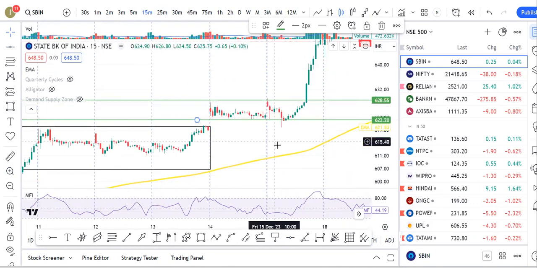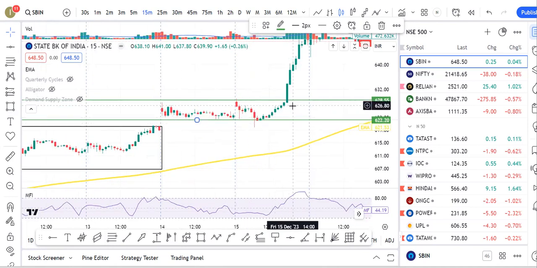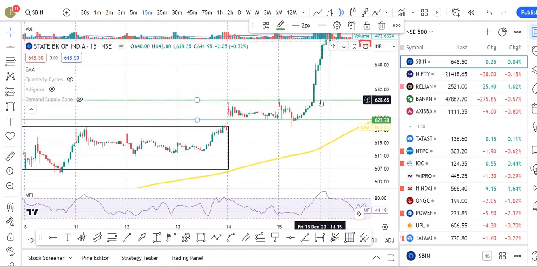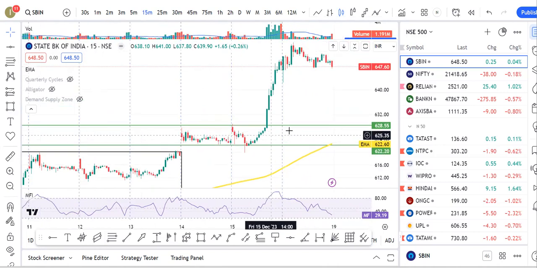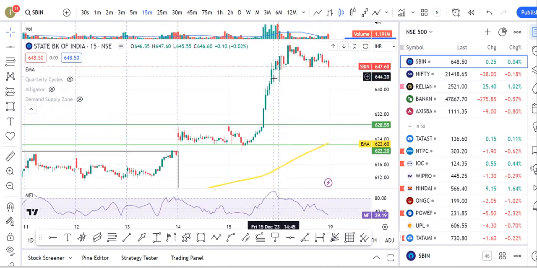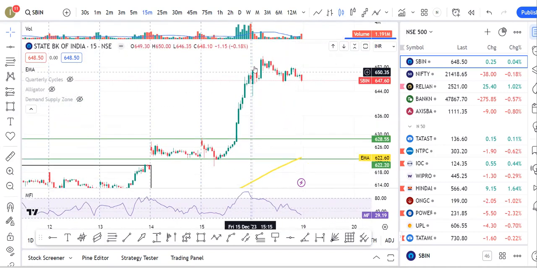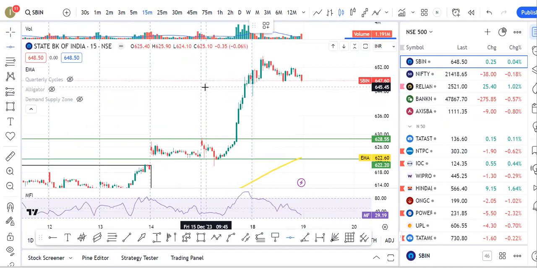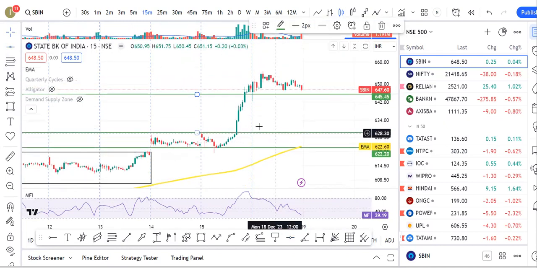around 10:45 a liquidity sweep took place and the price started moving up. Once it started moving above this range, 628.65, that is the exponential move on the upside. Today, it is again consolidation. So we need to see how the price action will take place. Now, State Bank of India is also in uncharted territory.